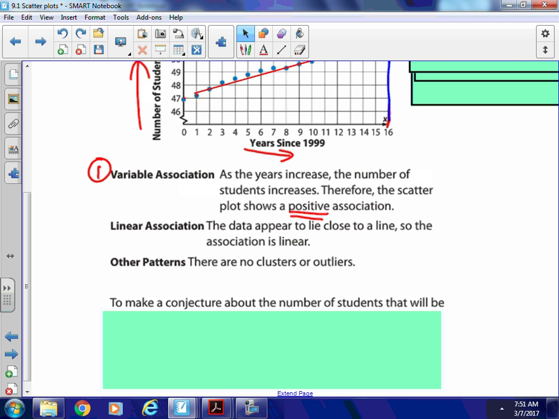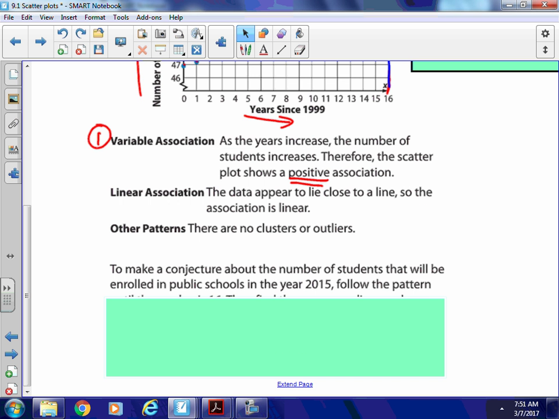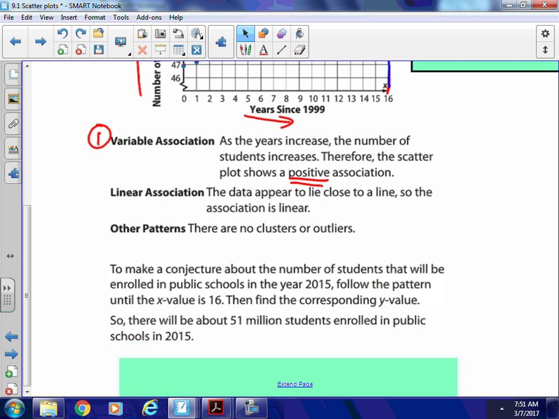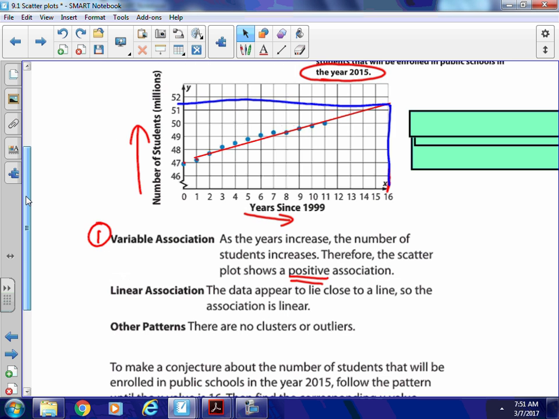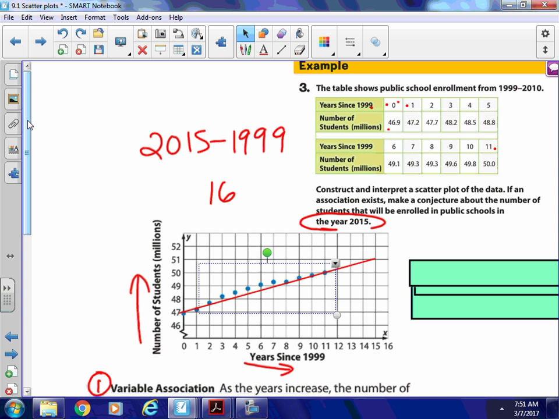To make a conjecture about the number of students that will be enrolled in public schools in 2015, follow the pattern. So we did. We continued on with that line that we had until the X value is at 16. Find the corresponding Y value. So there appears to be about 51 million students enrolled in public schools in 2015. And if I had been neater, I might have hit that number. We're all going to get slightly different answers depending on where we put our line of fit. But I could see that could potentially be my answer, maybe 51.5, but we'd be close.